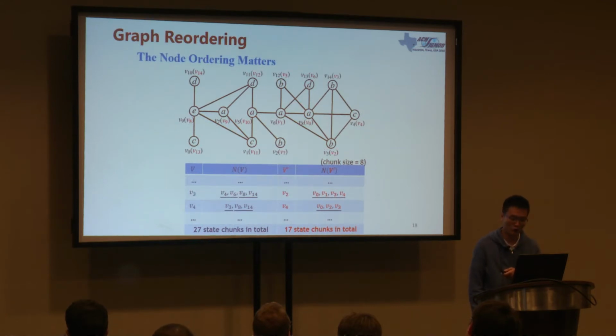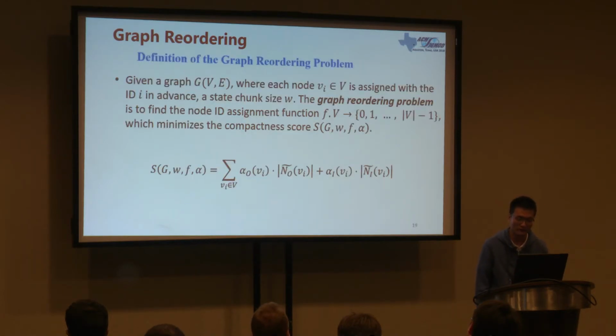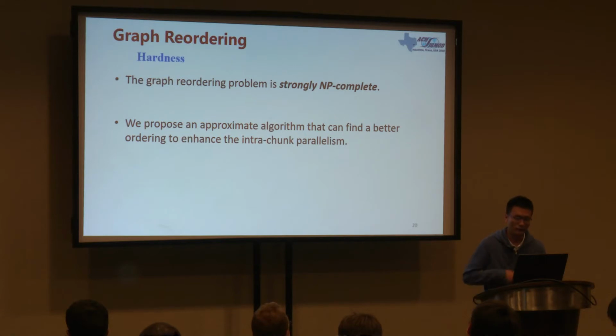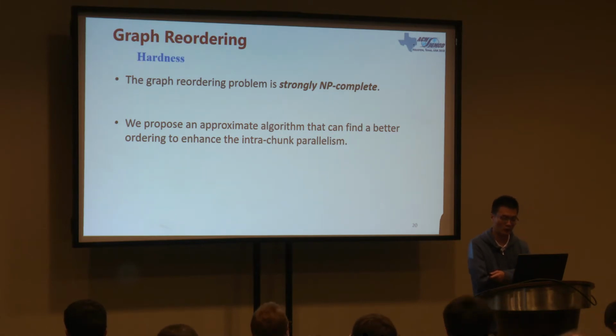Moreover, we find that node ordering impacts the performance of set intersection by affecting the compactness of BSR. So we formally define the graph reordering problem to optimize the compactness of BSR so as to reduce the number of comparisons in set intersection. Unfortunately, we prove our graph reordering problem is strongly NP-complete, so we propose an approximate graph algorithm to find a better node ordering. Due to time limitation, we don't show details. Please refer to our paper if you are interested.